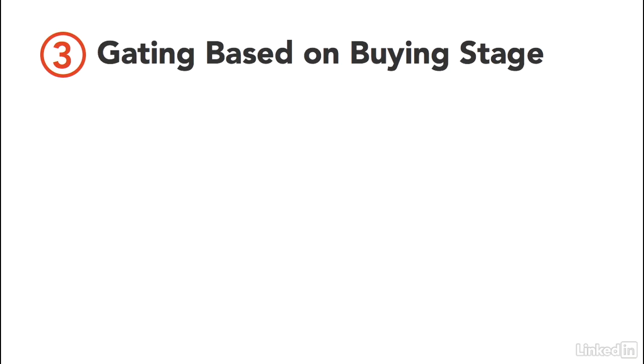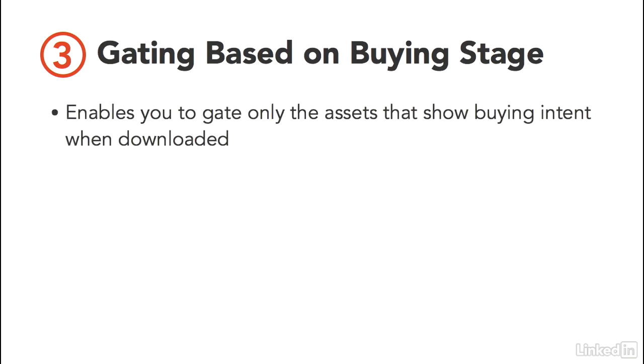And this is the option that I prefer personally. Gating based on buying stage enables you to gate only the assets that show buying intent when downloaded. So this means that you will only gate the items that are really close to your product, and so that you know if somebody's downloading that item, that they're closer to being a customer.